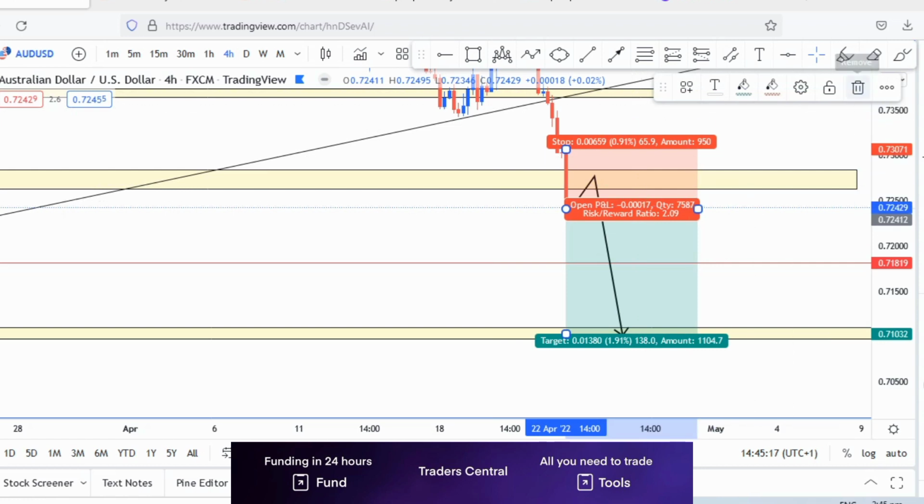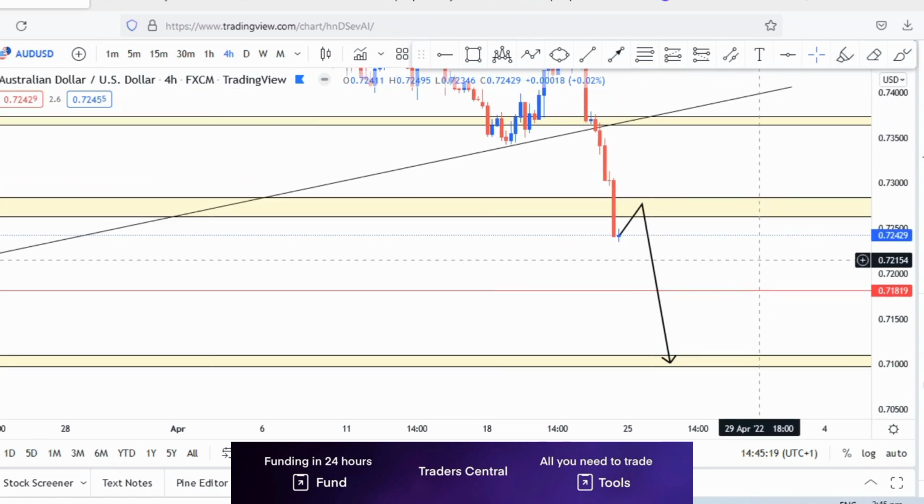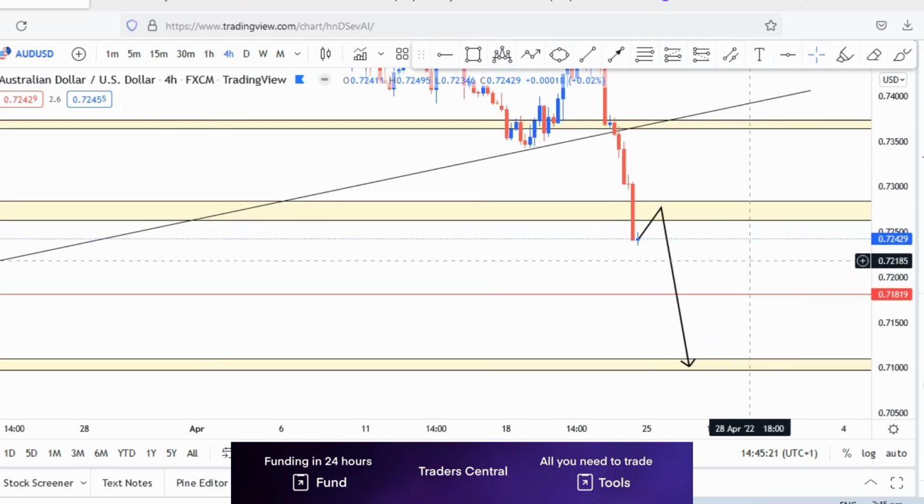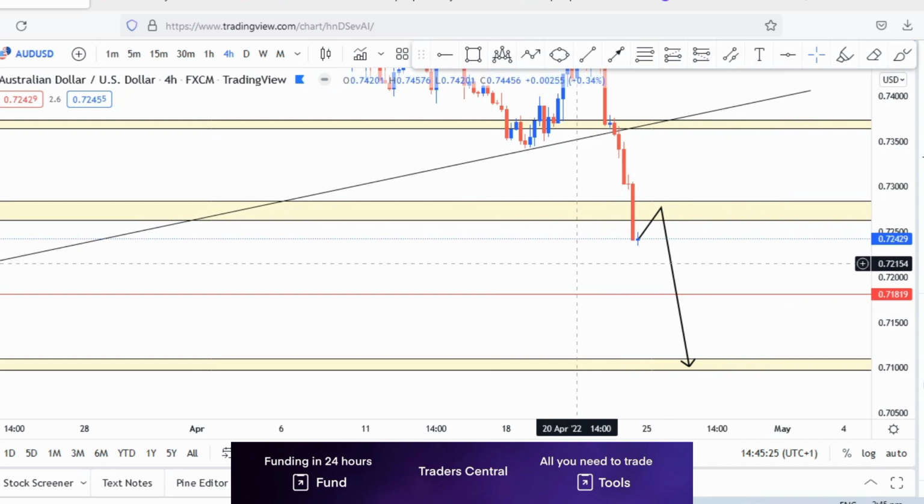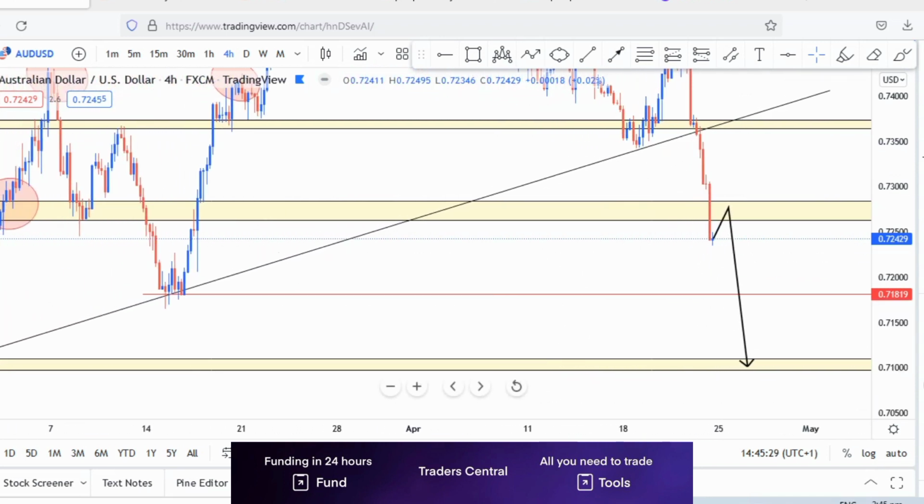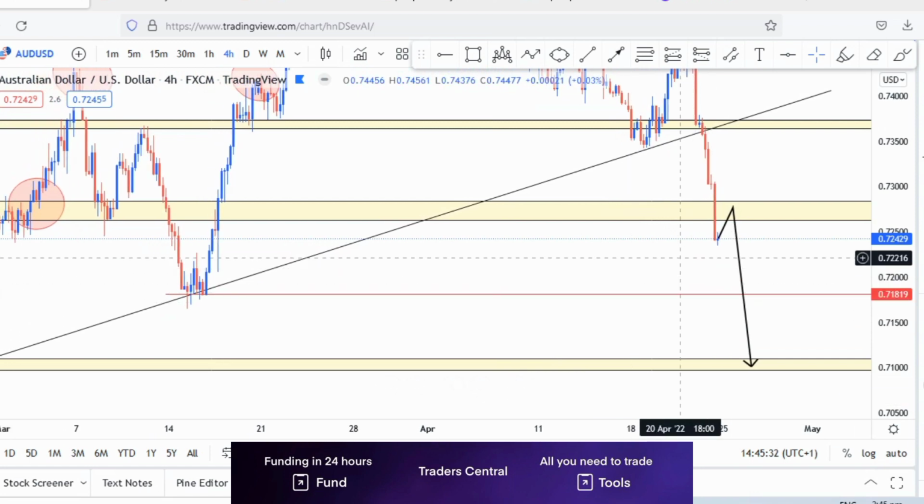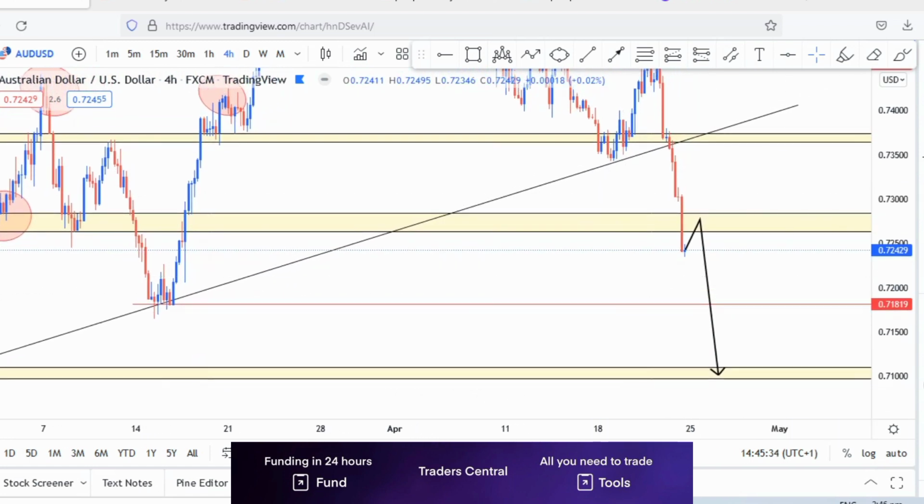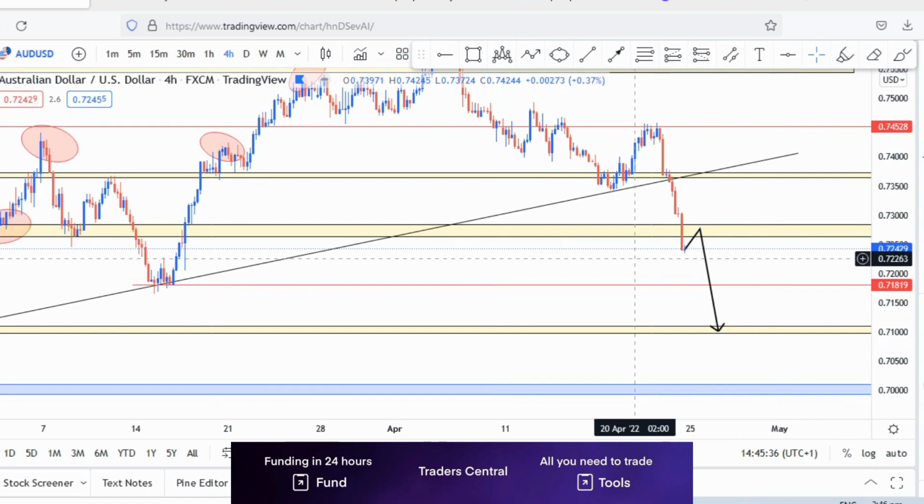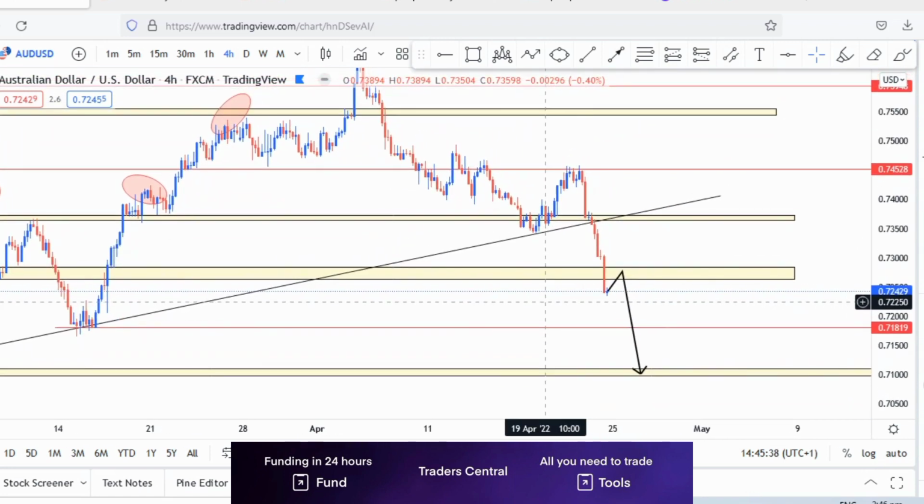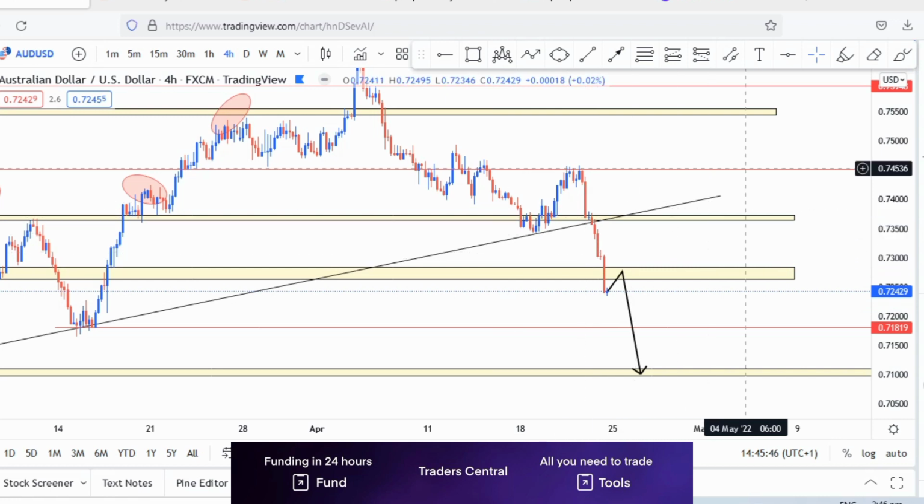I'm expecting price to continue its bearish run until it gets to either the 0.72 or 0.71 area, and possibly the 0.7 area, but I don't think price will fall that far before reversing to the top. And if price gives us a good reversal pattern, then we should be entering for the long term, because I think price will continue its bullish run for a while. So this has been my analysis for Aussie USD.